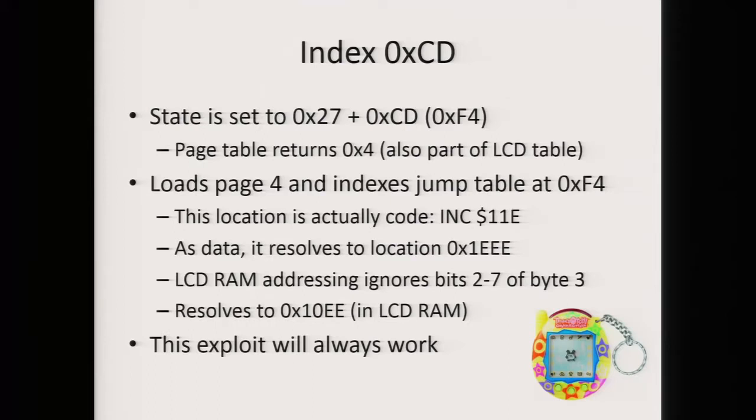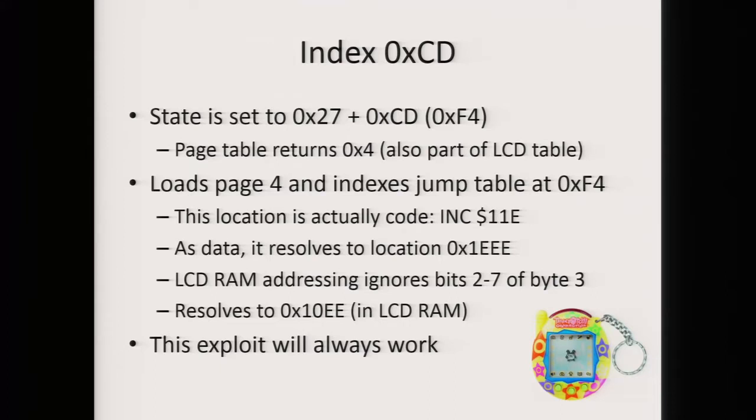Basically what's happening here is it's adding 27 to CD and going to F4, and it's returning another piece of the LCD table, which is 4. But this is a valid page. So then it goes and executes the jump code in that valid page, but it goes somewhere that's invalid in the jump table. And it's actually a code location. So it's treating inc11e as a pointer, which is actually 1EEE.